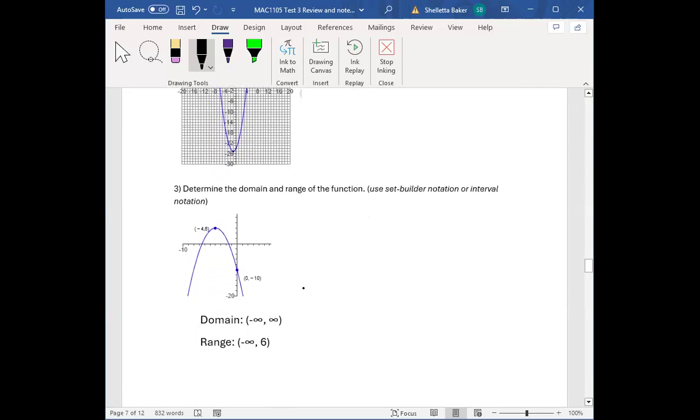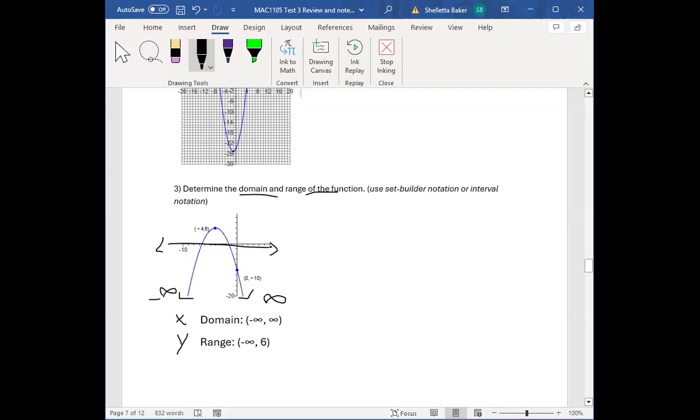For problem number 3, we want to determine the domain and range of this given function. Domain, remember, refers to all of our x coordinates, and range refers to our y coordinates. If we look at this function for our domain, we're going to focus on potential x values. Since our x values are not limited, they run from negative infinity to positive infinity, we'll write our domain with parentheses, negative infinity, comma, positive infinity.